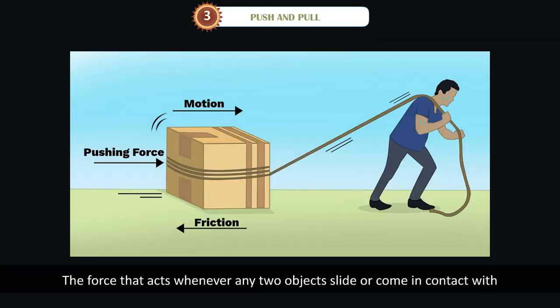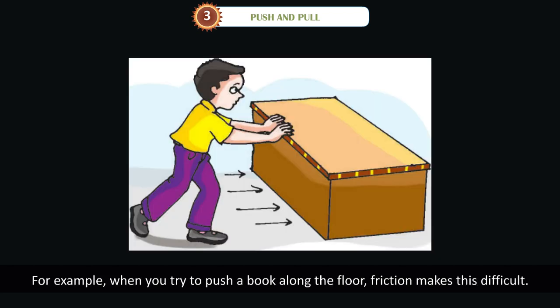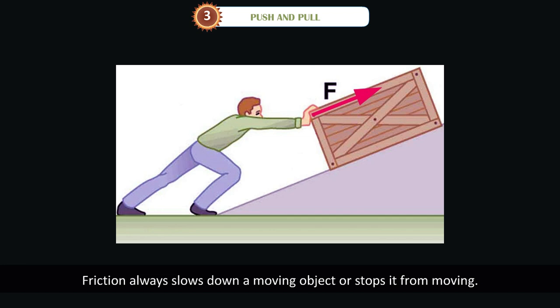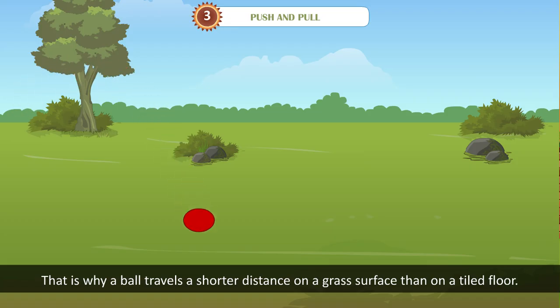Frictional force. The force that acts whenever any two objects slide or come in contact with each other is called frictional force or friction. For example, when you try to push a book along the floor, friction makes this difficult. Friction always works in the direction opposite to the direction in which the object is moving or trying to move. Friction always slows down a moving object or stops it from moving. A rough surface causes more friction than a smooth surface. That is why a ball travels a shorter distance on a grass surface than on a tiled floor.